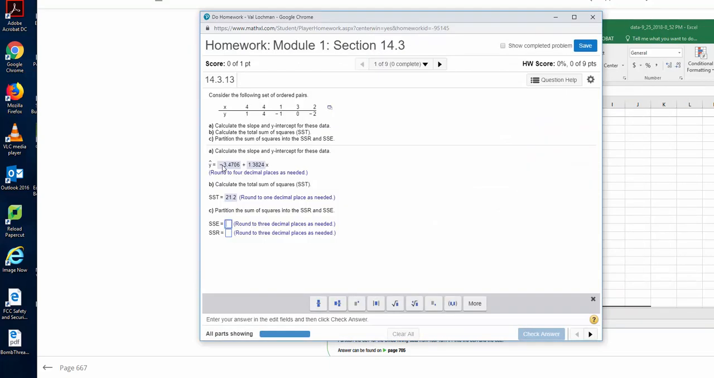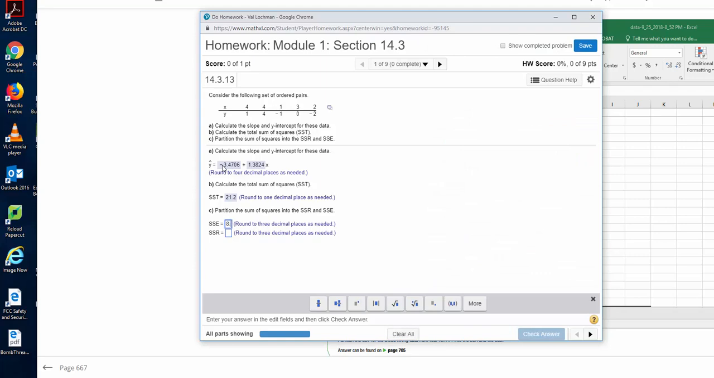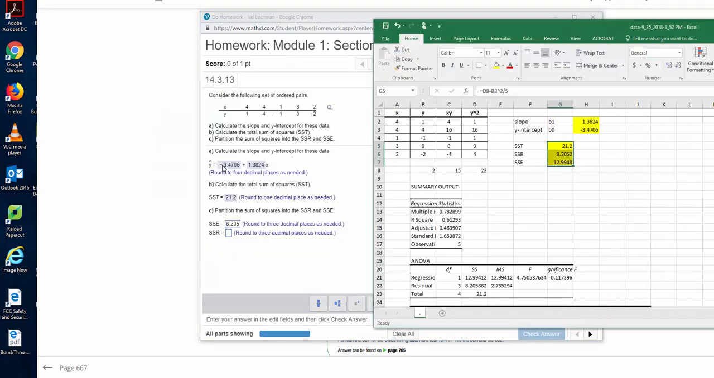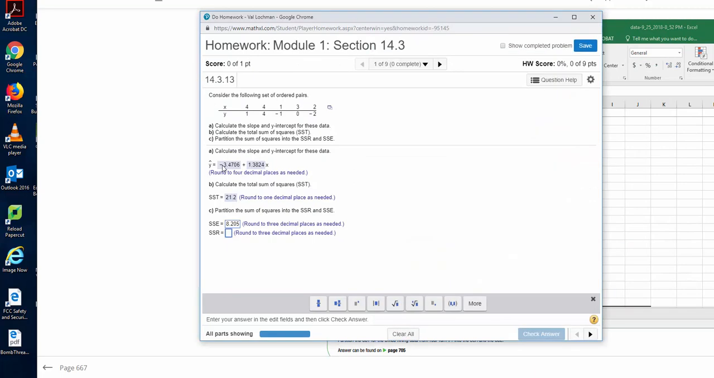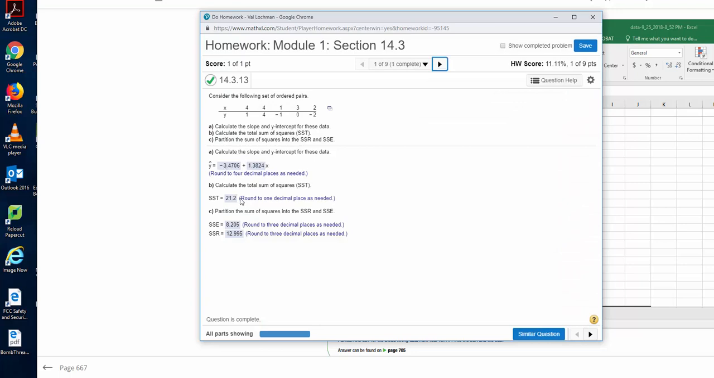Let's see, SSE. Okay, what do they want? 3 decimal places, so 8.205. And over here, 12.995. All right. Everything looks good.